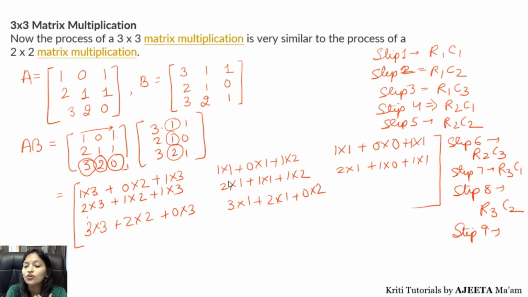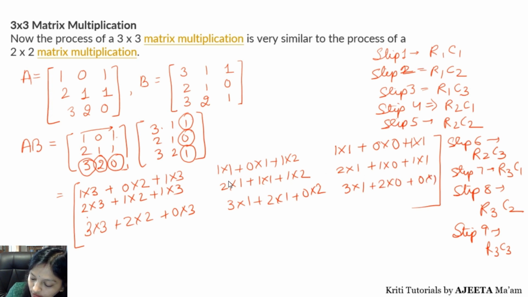So let's do it now. Step 9. Step 9 what it says? R3 को C3 से multiply करना है. Now let's see the C3. 1 और R3 already marked है. So 3 into 1 corresponding elements. बस उतना ध्यान रखना है आपको. Now let's add all of these and get the answer.